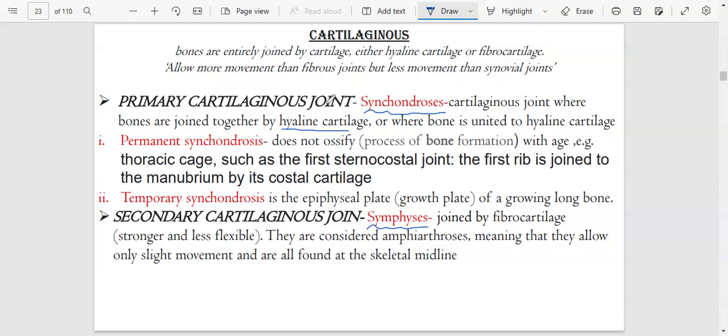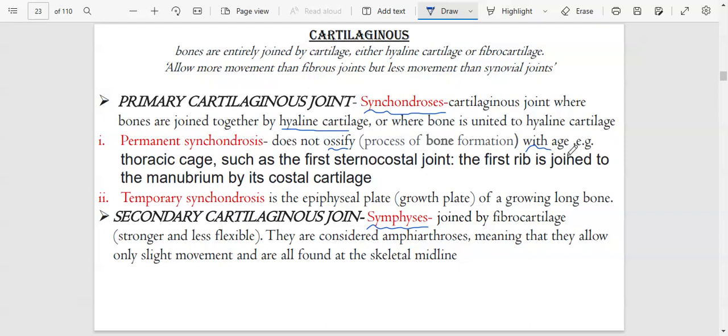So in a primary cartilaginous joint or synchondrosis, you need to have hyaline cartilage, and you can further classify them as either being permanent synchondrosis or temporal synchondrosis. The permanent synchondrosis does not ossify. To ossify is just the process of bone formation. So there is no ossification, there is no bone formation there.